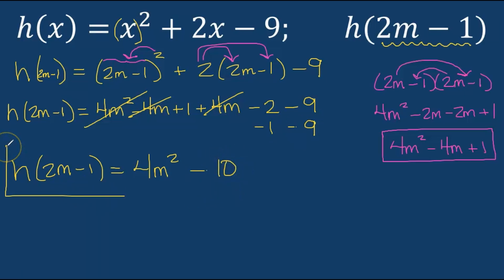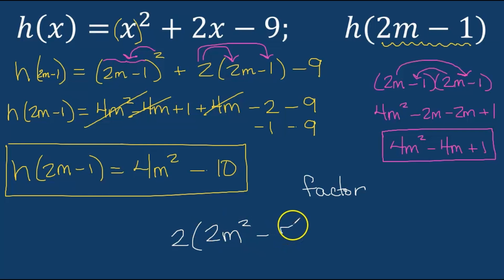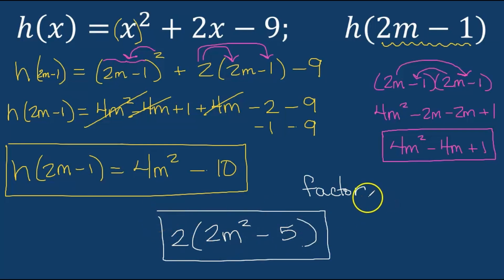Now again, this would be the end of our answer, unless your teacher has asked you to factor it. In this case, 2 is what they share. They don't share an m. 2 goes into 4, 2 goes into 10, and so what I have left is 2m squared minus 5. And this would be my factored form.